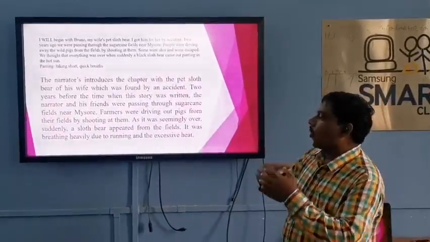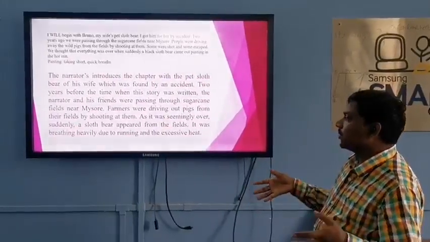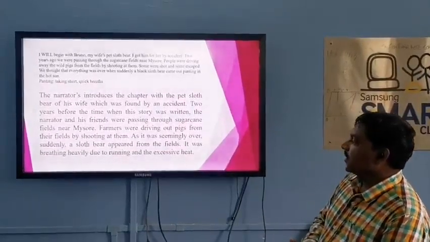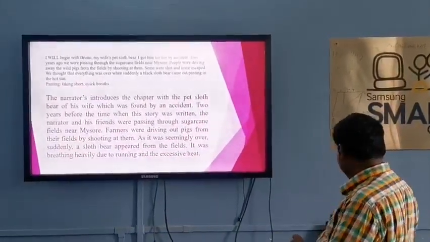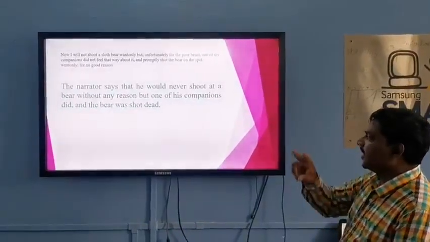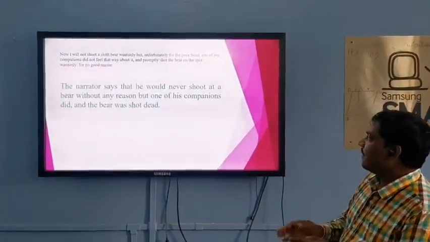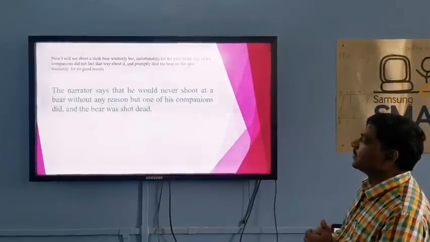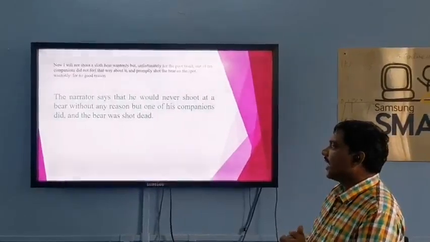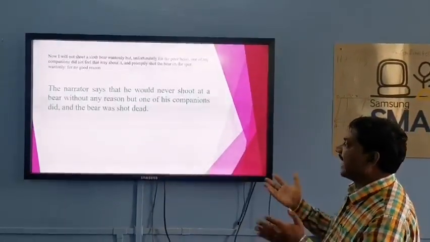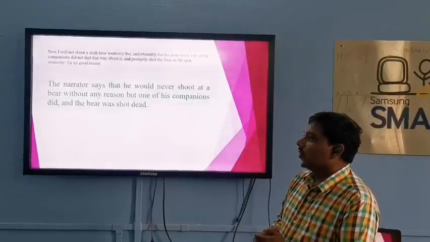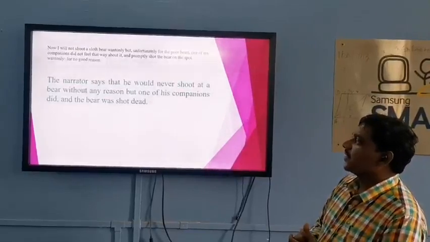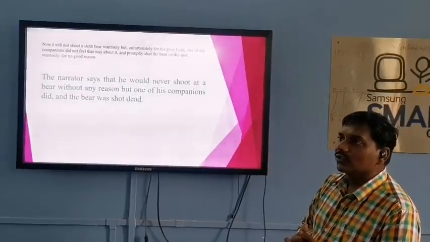As it was seemingly over, suddenly a sloth bear appeared from the field. It was breathing heavily due to running and excessive heat. The narrator says that he would never shoot at a bear without any reason. But one of his companions did, and the bear was shot at. In this paragraph, the new word to be understood is wantonly. Wantonly means for no good reason.